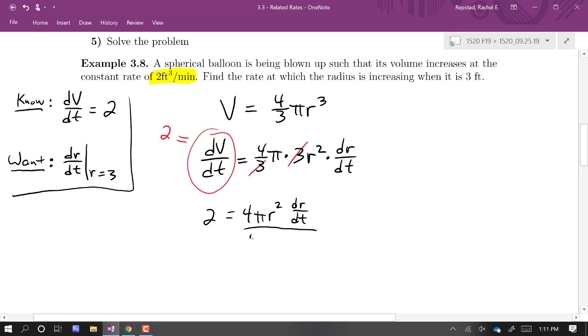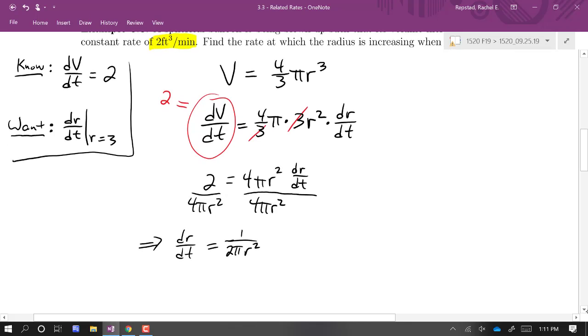We'll just divide by 4 pi r squared. And that tells us that dr/dt is, after we reduce, 1 over 2 pi r squared. I can find dr/dt at any value of r. They've asked us to figure out what dr/dt is when the radius is 3 feet. This is a huge balloon. Yeah. So now let's do it. Let's plug in 3.